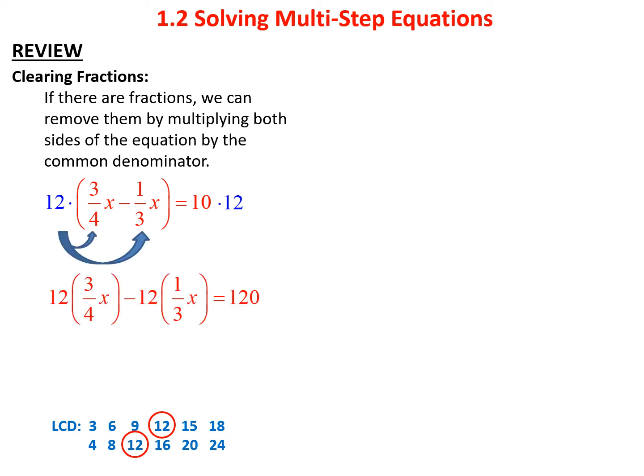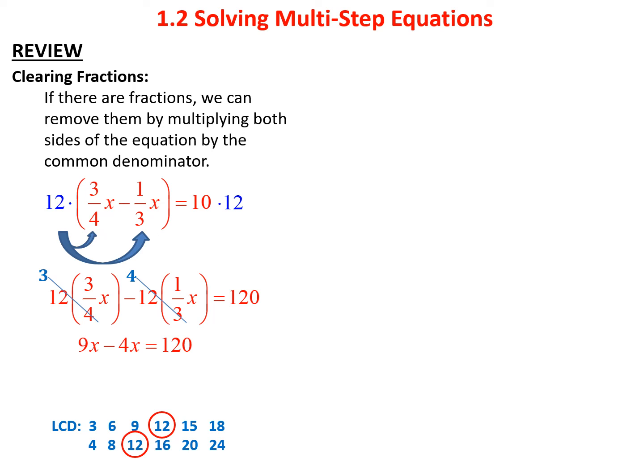Now we multiply our equation by that and distribute. Notice that 12 divided by 4 is 3. So my first term is 3 times 3, or 9. For my second term, 12 divided by 3 is 4. And 4 times 1 is 4. So I end up with 9x minus 4x equals 120. At that point, you could finish the problem by combining terms and then dividing by the coefficient of the variable.